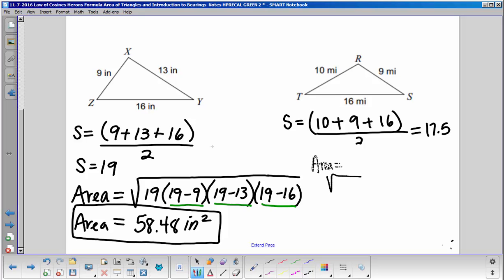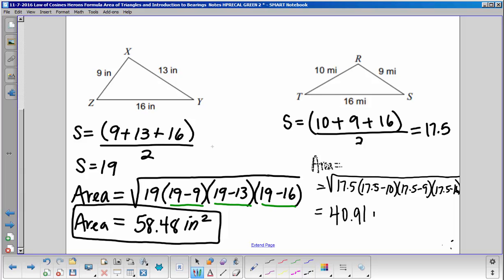Well, here we go. It's equal to the square root of 17.5 times (17.5 minus 10) times (17.5 minus 9) times (17.5 minus 16). All positive numbers, which is nice. So we're going to get an area. What's the area? 40.91 miles squared.